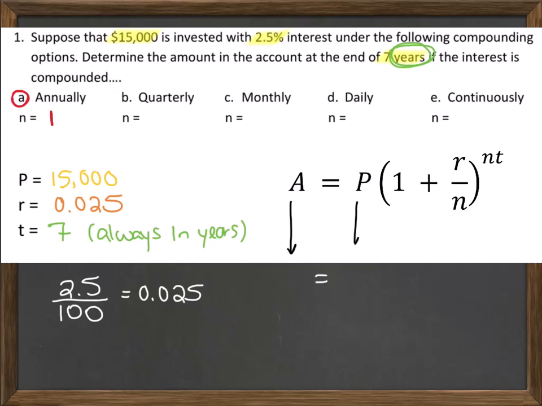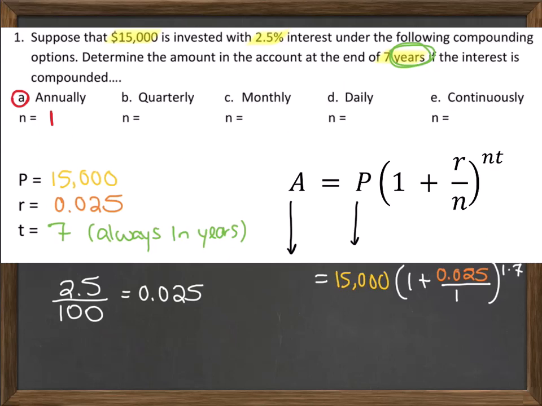P is our principal. It's our starting amount. In our case, P is $15,000. Okay, so we have 15,000 times the quantity 1 plus R. Well, R is 0.025. Okay, and then N we said was 1. And then we have it raised to the 1 times 7 power.